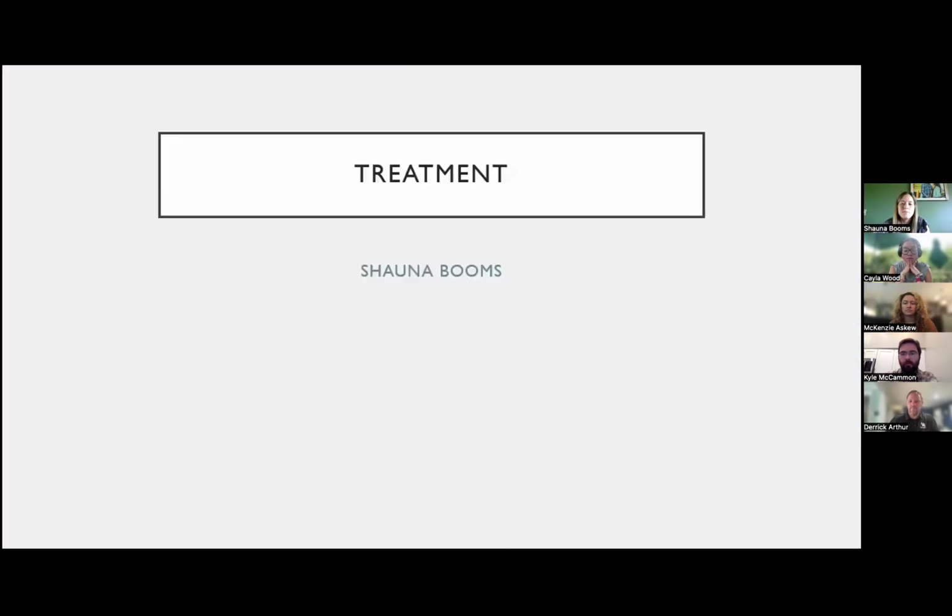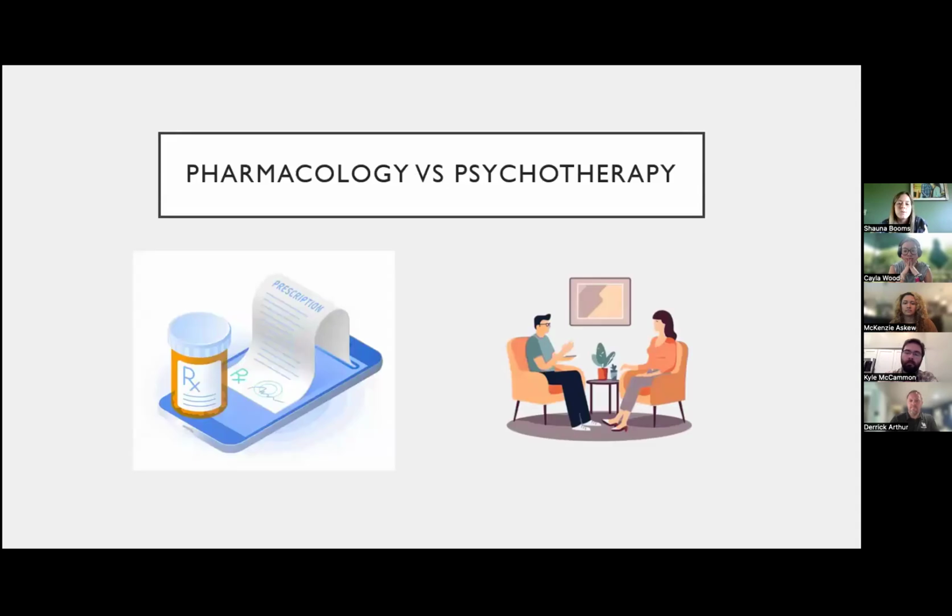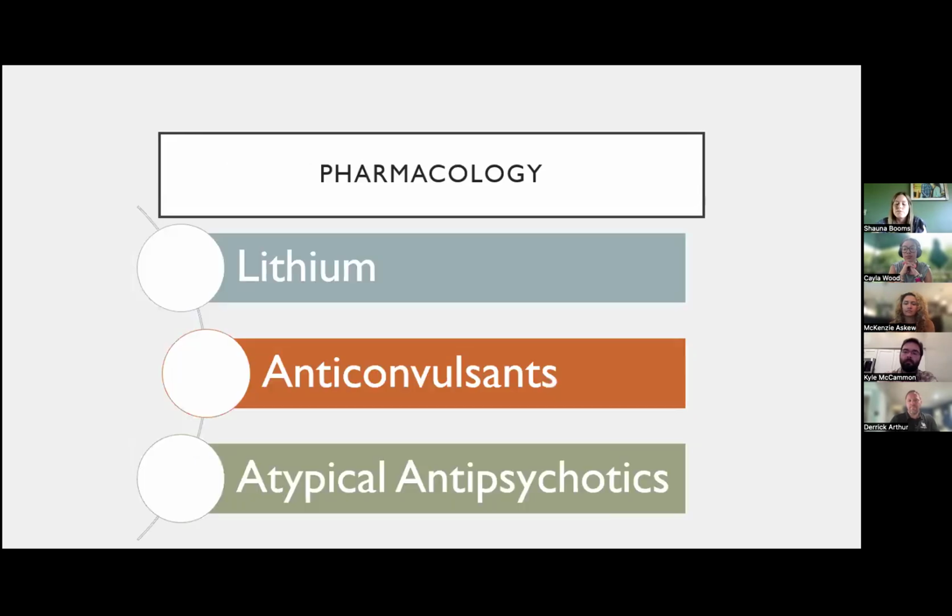All right, and I'm moving on to treatment. So the two main areas of treatment are pharmacology and psychotherapy. And it is noted that pharmacology is the most effective for bipolar disorders, and then second in line is the psychotherapy. For pharmacology, there's three main areas of medication that is prescribed for individuals with bipolar disorder. So that starts with lithium, then there's anticonvulsants, and then atypical antipsychotics.